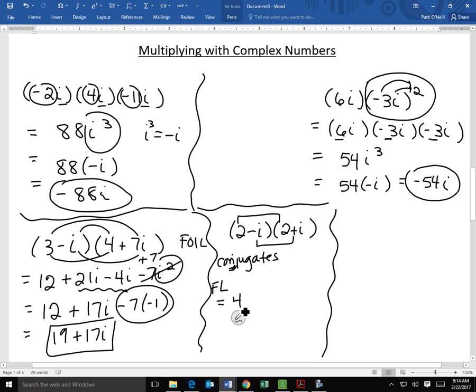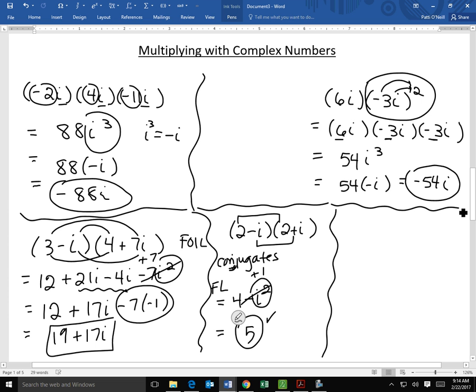The first terms are 4. The last term's negative i squared. We know that i squared is equal to negative 1, but it's getting multiplied by the negative sign, so this turns into positive 1, which means that we end up with a value of 5. So the product of two complex conjugates always gives us just a real number in the end.